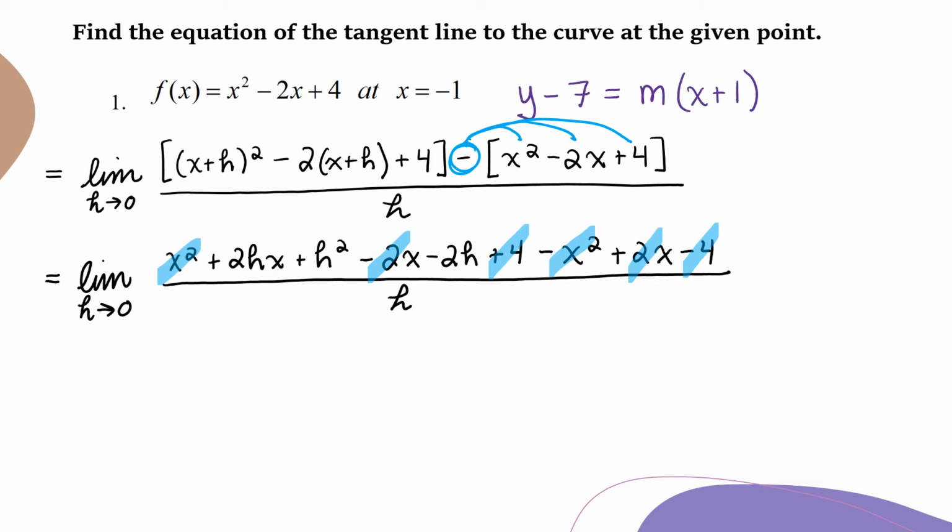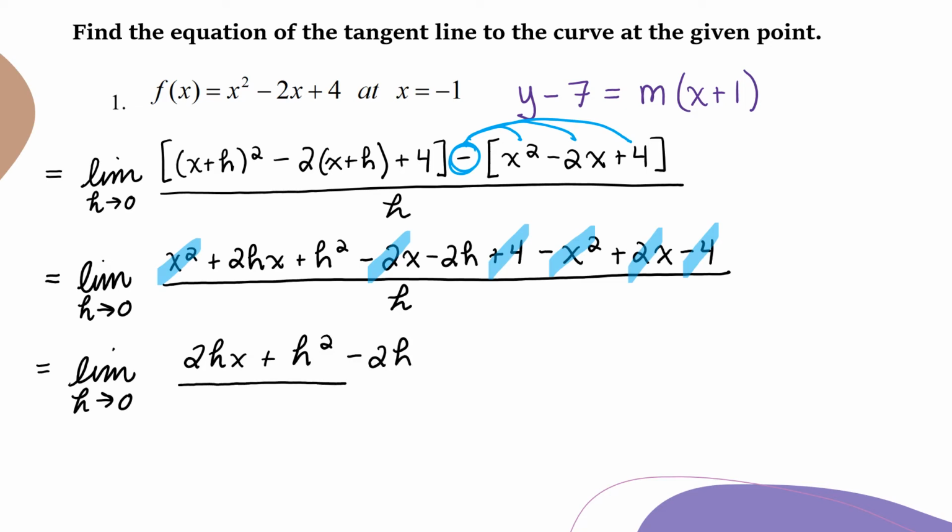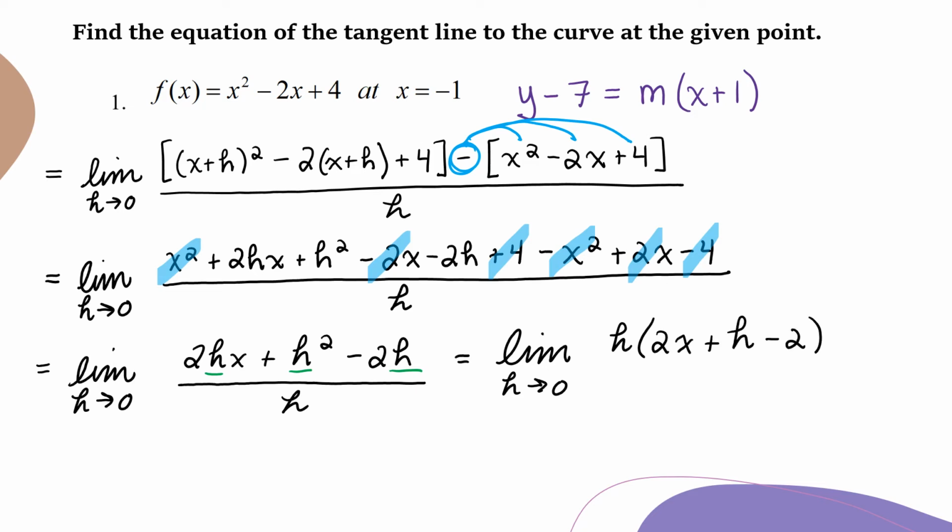And that leaves us with the limit as h approaches 0 of 2hx plus h squared minus 2h all over h. And now each term in the numerator has an h, so we can factor that h out. So this is equal to the limit as h approaches 0 of h times (2x plus h minus 2) all over h.